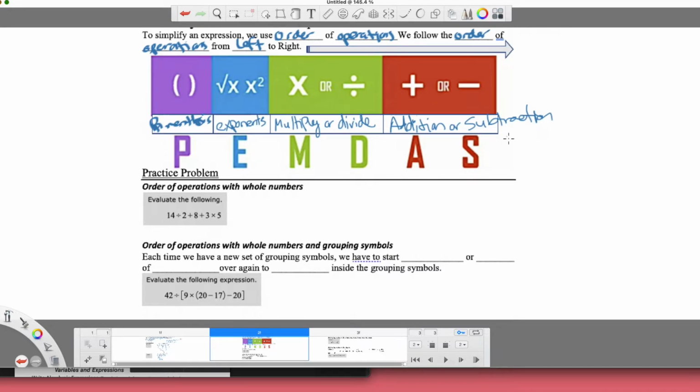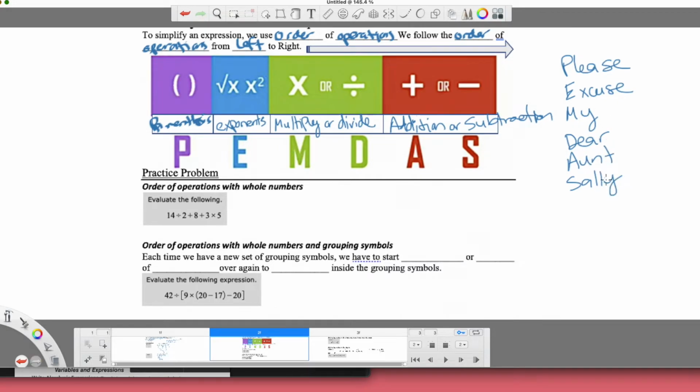And there's a little mnemonic to help us remember this. It's Please Excuse My Dear Aunt Sally. Oops, why did I put an E on Sally? That was weird. Sally.